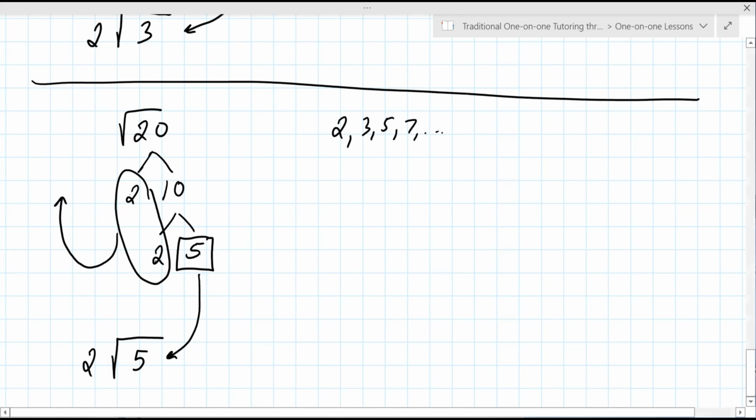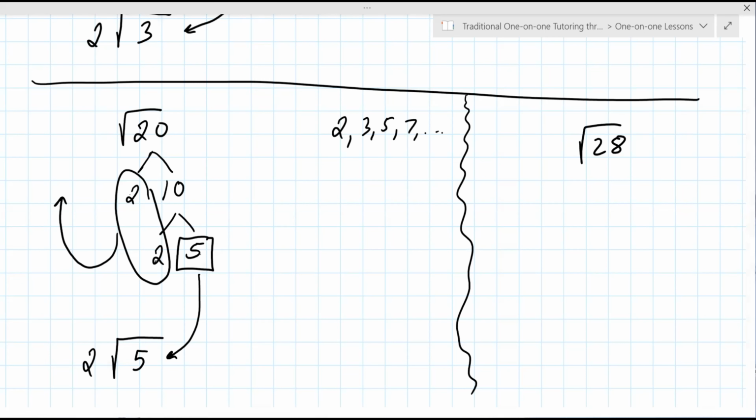Okay, so I'm going to put the next problem on the right here. I want you to try it on your own. Square root of 28. Go ahead and give that a try, please.